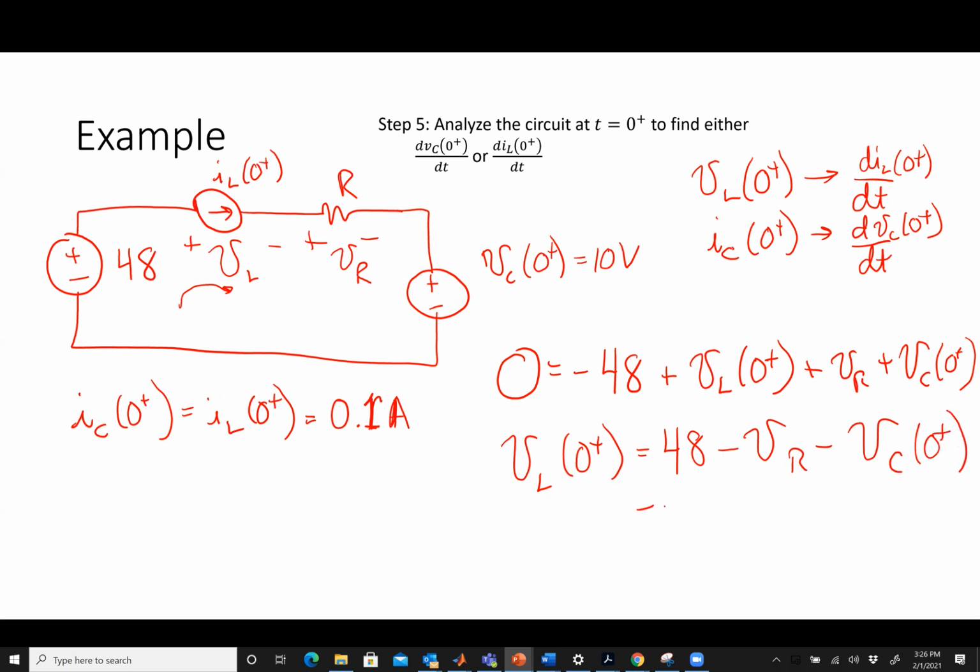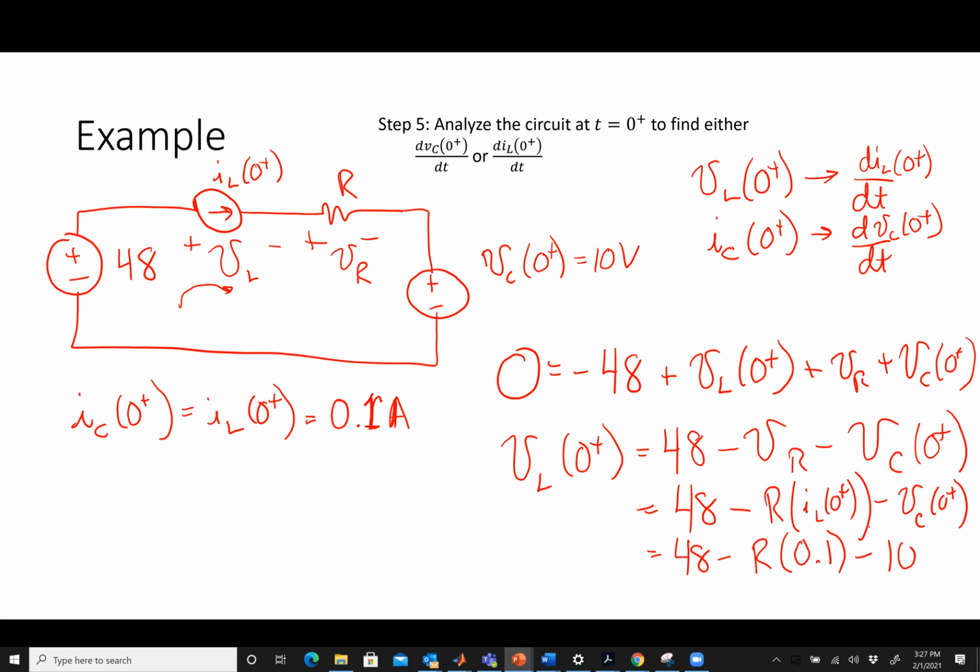What is the V sub R here? R times I sub L, yeah, minus R times I sub L of 0 plus, minus V sub C of 0 plus. If I put numbers in there, that's 48 minus R, whatever that is. I forget what that is off the top of my head, but it doesn't really matter. So R times 0.1, minus V sub C, which is 10.